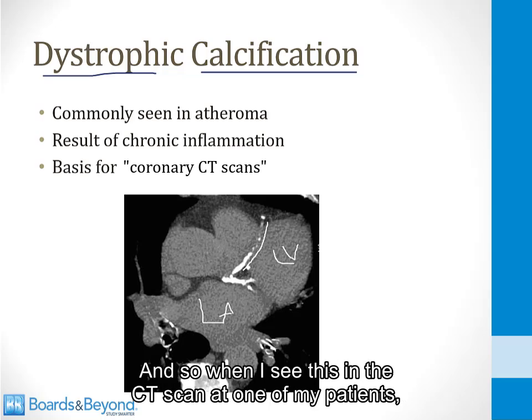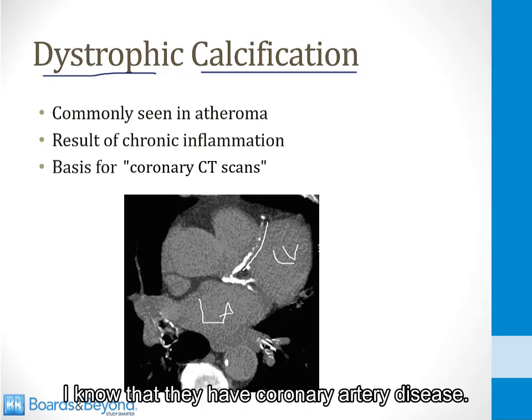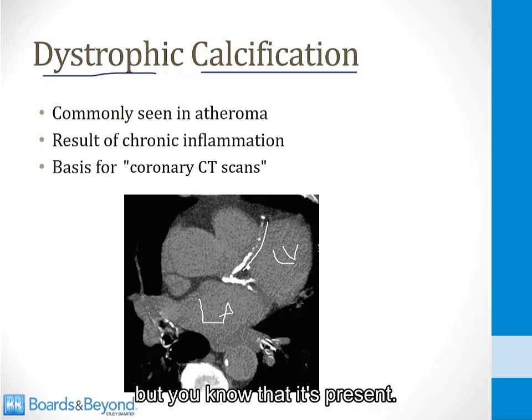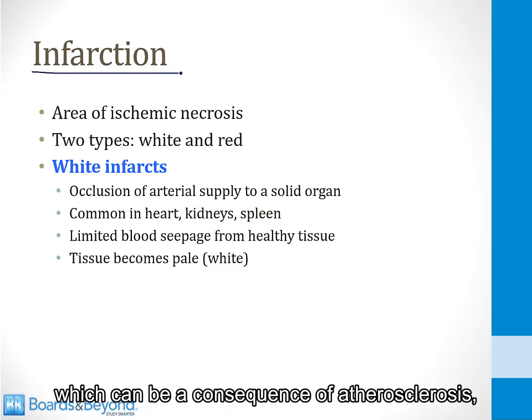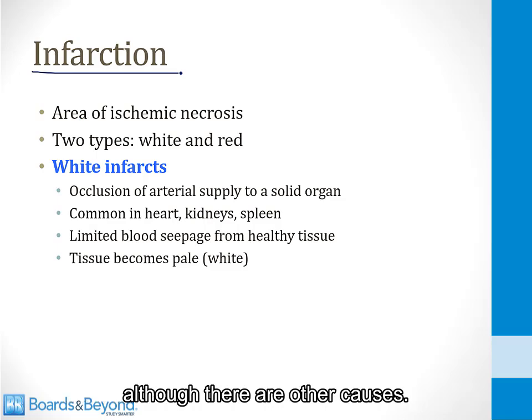And so when I see this in the CAT scan of one of my patients, I know that they have coronary artery disease. It doesn't tell me how severe the disease is, but you know that it's present. And that's because of the calcification that resulted from chronic inflammation. I'll finish this video by talking about infarction, which can be a consequence of atherosclerosis, although there are other causes.